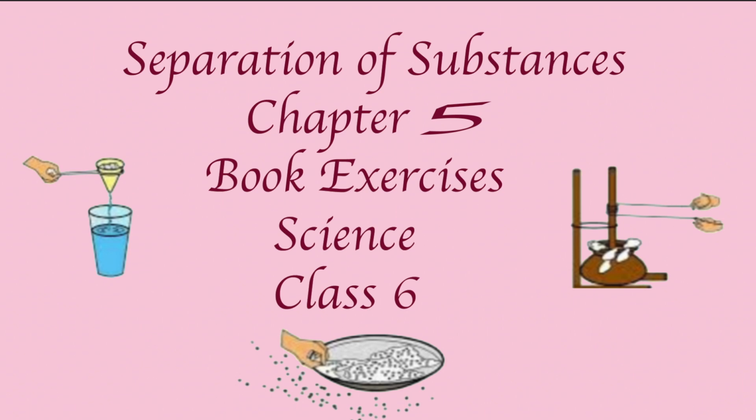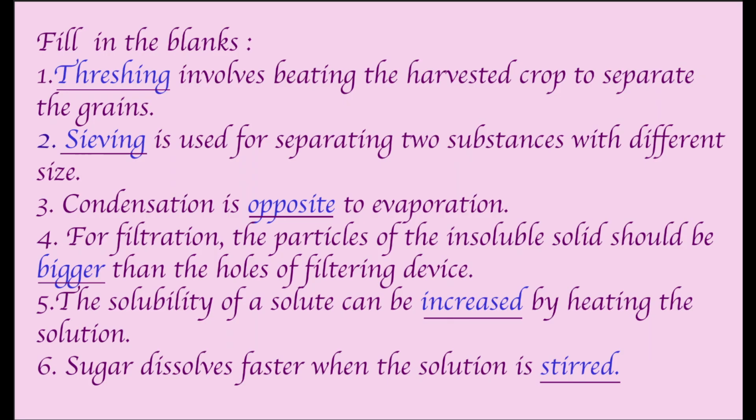Today we will do book exercise and question answers of Separation of Substances, Chapter 5, Science, Class 6th. First we will do fill in the blanks. First, dash involves beating the harvested crop to separate the grains. Threshing involves beating the harvested crops to separate the grains.